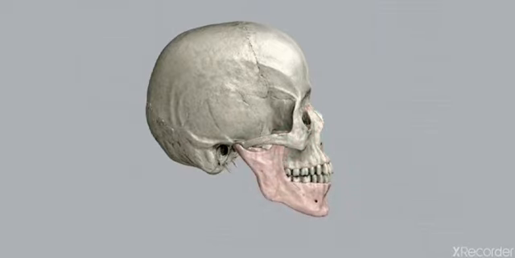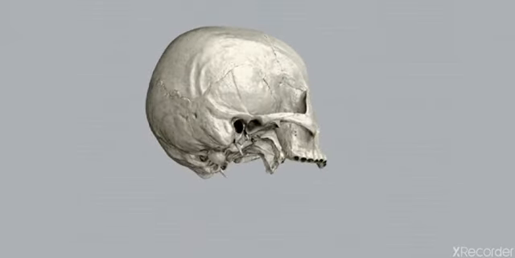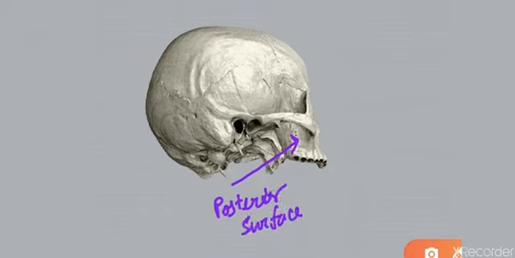Let's move the mandible and the teeth as well. So this side of the maxilla, that is the posterior surface. So that was the anterior surface. This is the posterior surface of maxilla. So we have so far got two surfaces of maxilla.